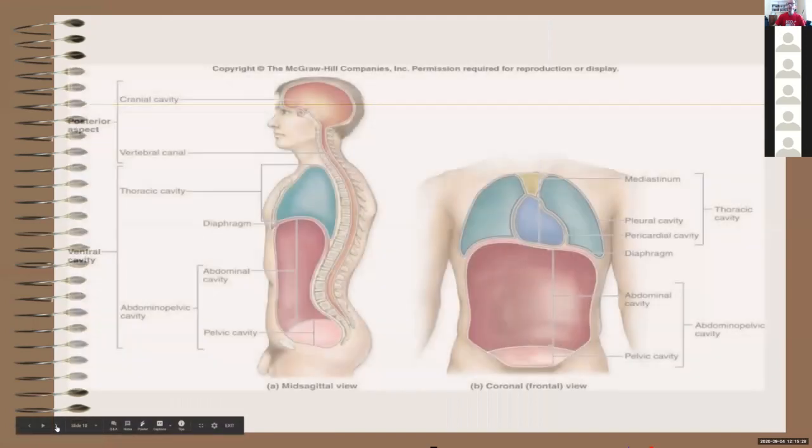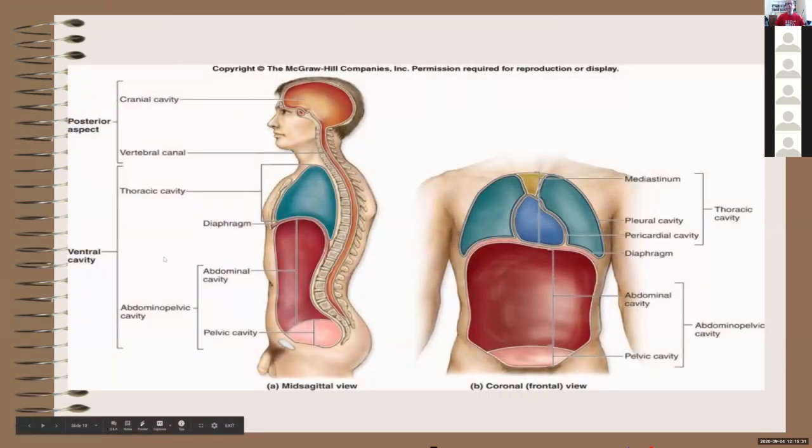Okay, the last thing we're going to talk about here, and we're coming back now to the human body, are these really important areas of the human body, which are basically available for things to fill them.